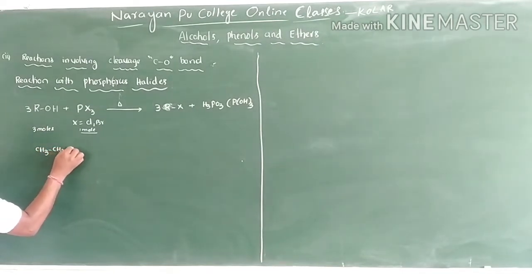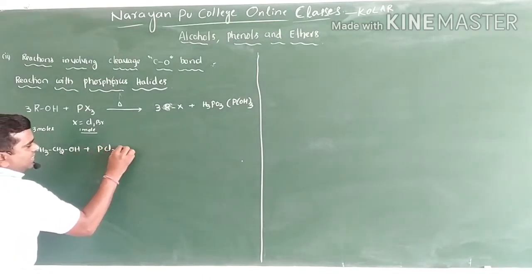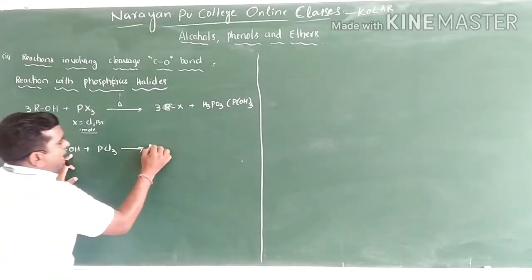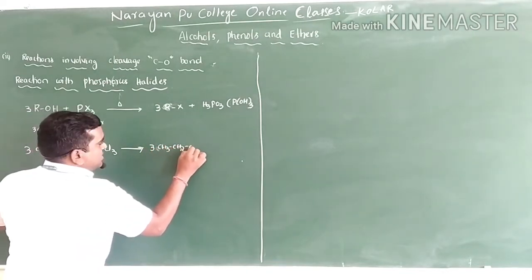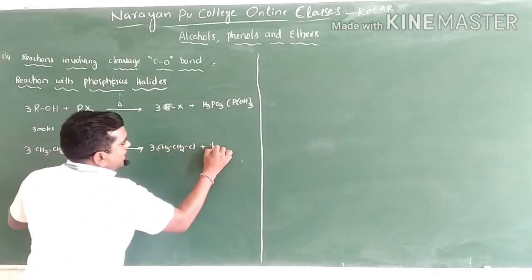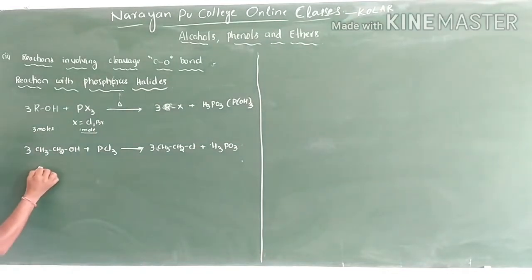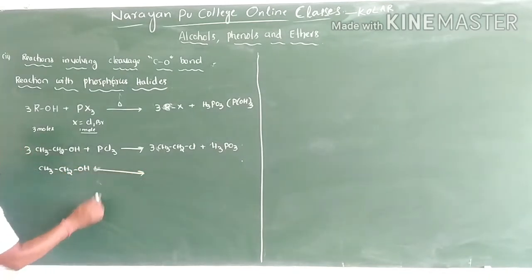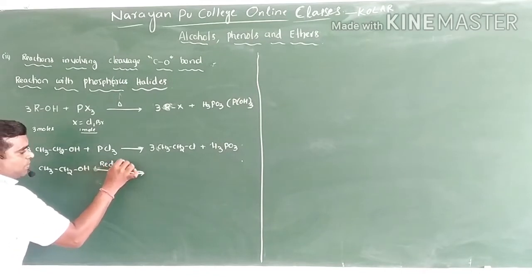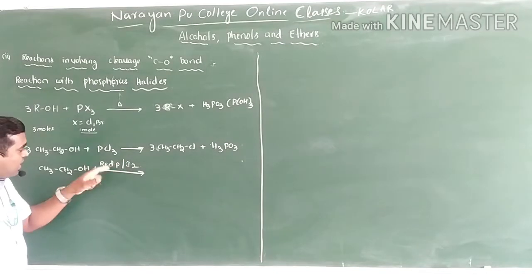Now, a simple example I will write here: CH3CH2OH, take 3 molecules, and here PCl3. Then what compound will you get? 3 moles of CH3CH2Cl plus H3PO3. Clear? When bromide is there, it is the same reaction. But when iodide is there, they will write it this way: on the arrow they give red phosphorus and iodine. You have to prepare it with red phosphorus and iodine.